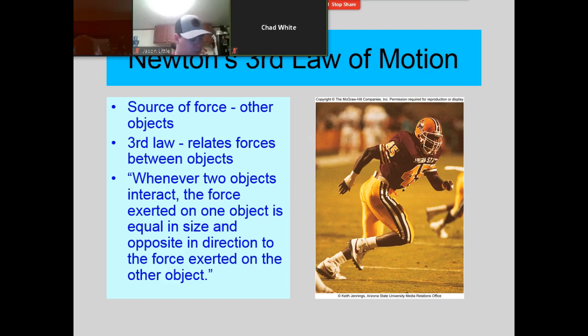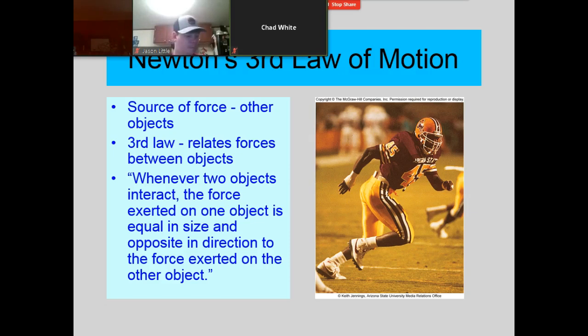Okay, what is Newton's third law of motion? A little bit of a review here. The first law, an object doesn't change its state of motion unless it's acted on by an unbalanced force. Second law, if it is acted on by a net force, an unbalanced force, it accelerates. That's changing its state of motion. The third law is a little bit different.